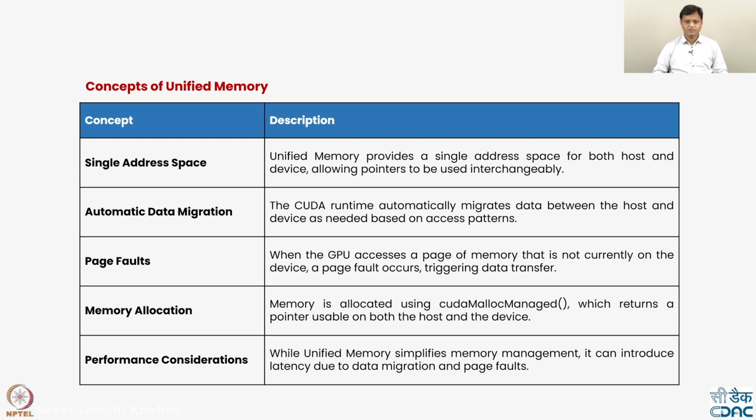Memory allocation is another concept here. When using unified memory, the programmer has to allocate the memory using the function cudaMallocManaged, which returns a pointer usable on both host and device. In terms of performance, while unified memory simplifies memory management, it introduces some latency due to data migration and page faults. So it has some advantages and some disadvantages as well. It totally depends on the developer whether he wants to use it and whether he is actually gaining any benefit from using this unified memory management concept.